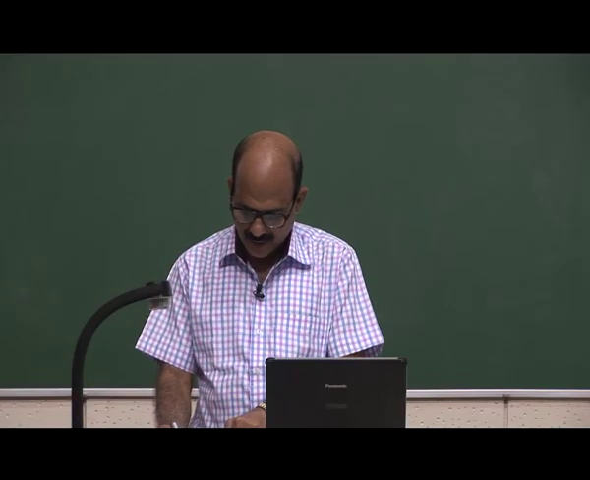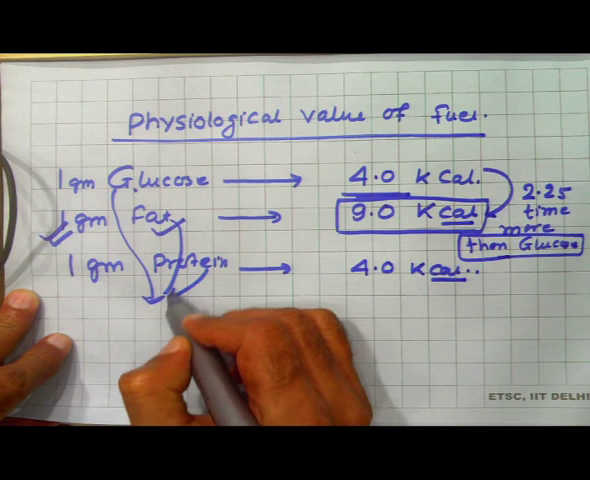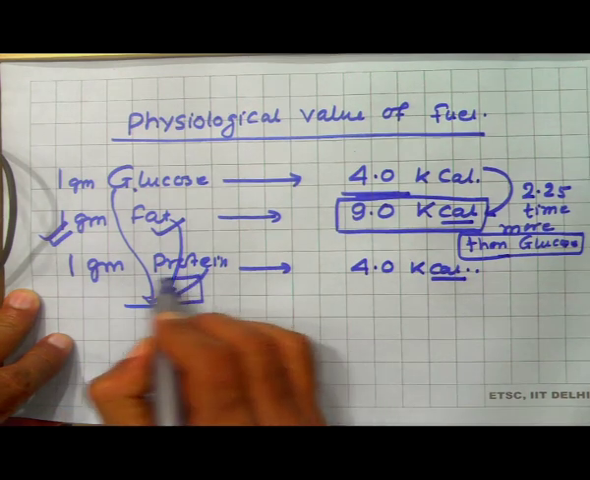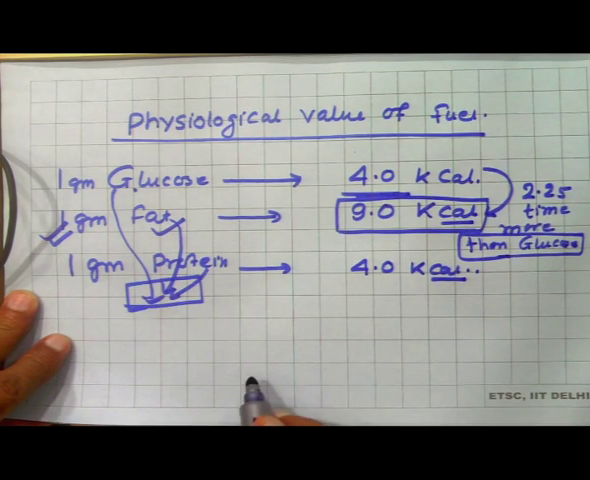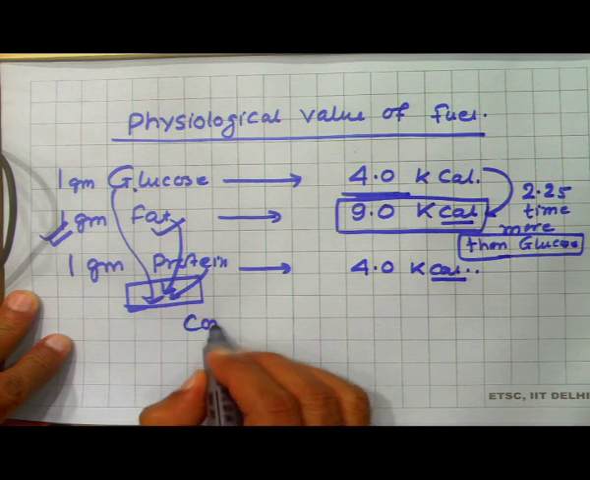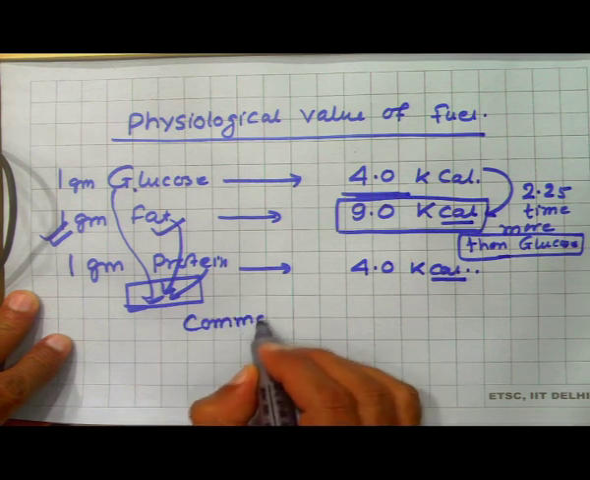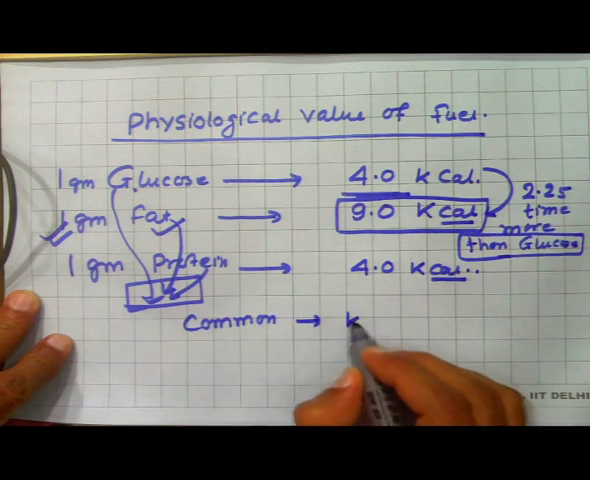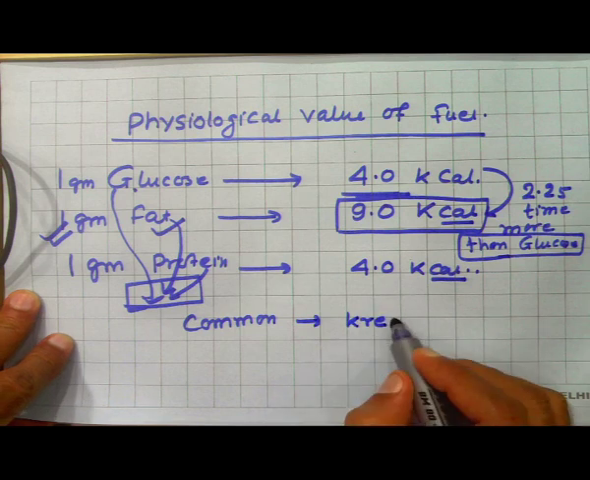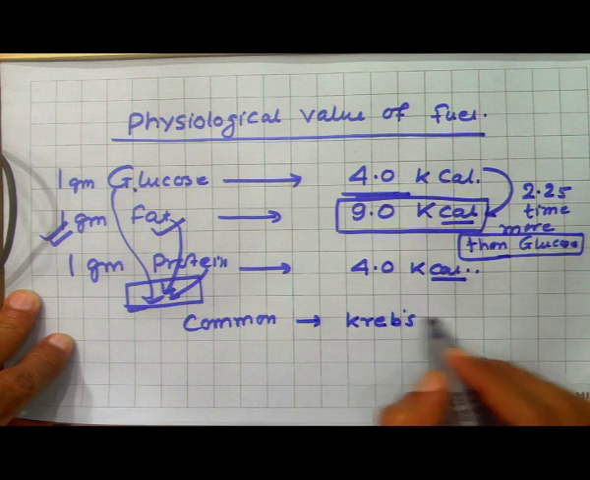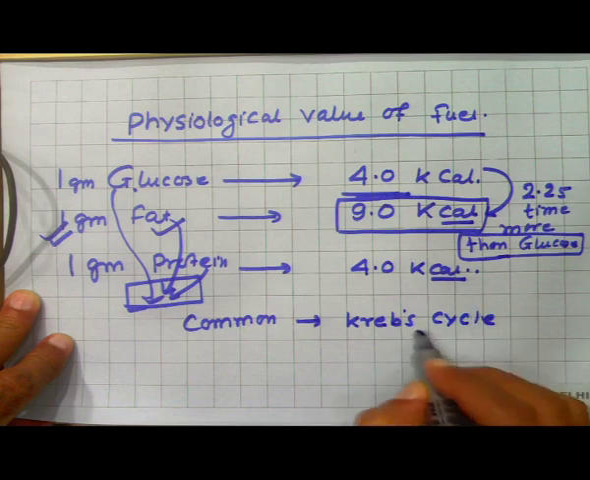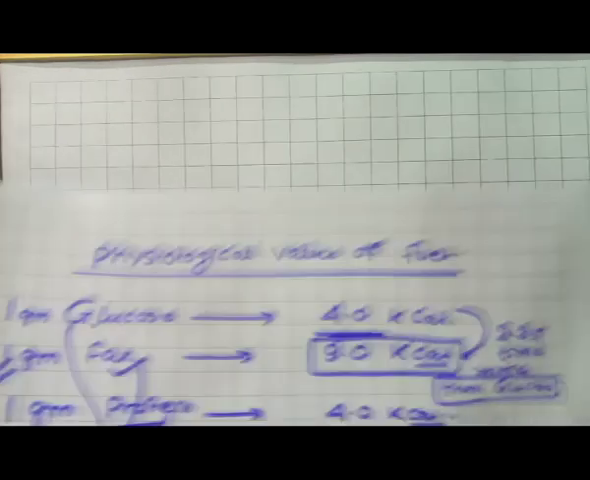Glucose, fat and protein are all involved in cellular respiration. There is a common scheme for all three, that is called the Krebs cycle, which we will discuss later on in this chapter.